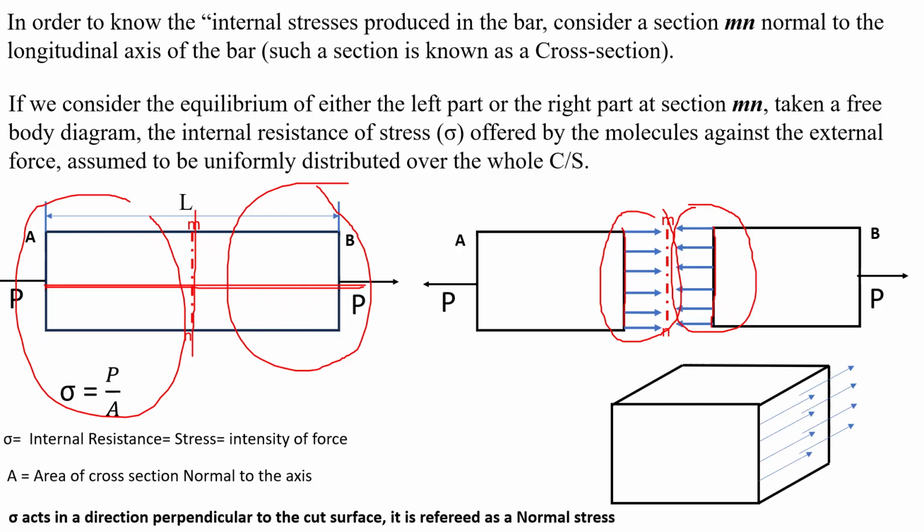Stress acts in a direction perpendicular to the cut surface. It is referred to as the normal stress. So stress is perpendicular to this cut surface, and the units of stress are: resistance force in newtons divided by cross-sectional area in mm squared, so stress units are newton per mm squared.